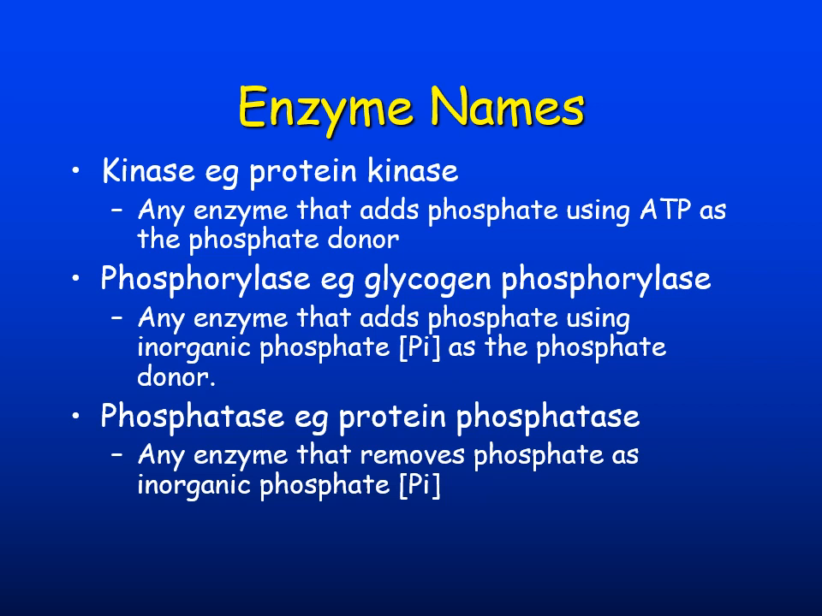And the last enzyme is called a phosphatase. So this is any enzyme that removes a phosphate group and it frees it up as inorganic phosphate. So for example, protein phosphatase is one of these types of enzymes. Okay, so that's three specific enzyme names, and you'll see them used quite frequently through many of these pathways. So there's the kinase, the phosphorylase, and a phosphatase.